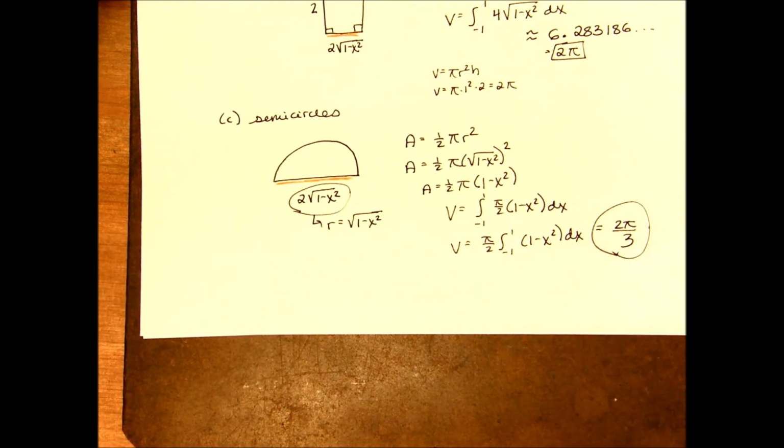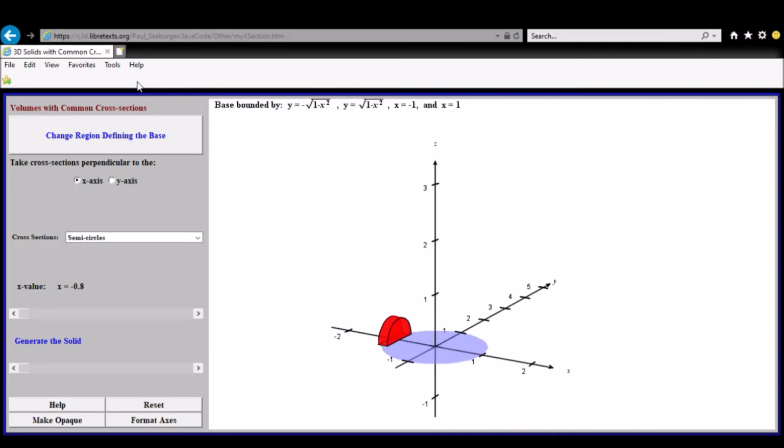Let's take a look at what this solid actually looks like. So there's one of our semicircles. Let me slide this and get a few more semicircles. And I can create the entire solid. It actually looks like half of the sphere. It's a hemisphere. We know that the volume of a sphere with a radius of 1 would be 4/3 pi times 1 cubed, or 4 pi over 3. This is half of that, so 2 pi over 3.